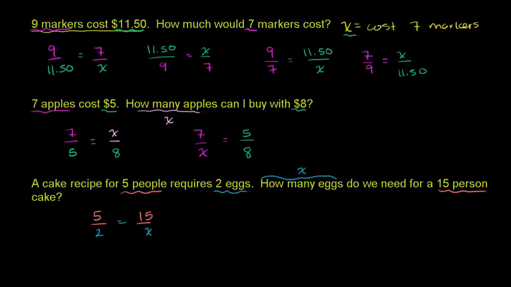Or you could say the ratio between 5 and 15 is going to be equal to the ratio between the number of eggs for 5 people and the number of eggs for 15 people. And obviously you could flip both sides of this equation. So all of these, we've essentially set up the proportions that describe each of these problems. And then you can go later and solve for x to actually get the answer.